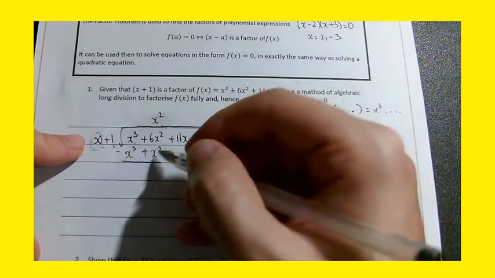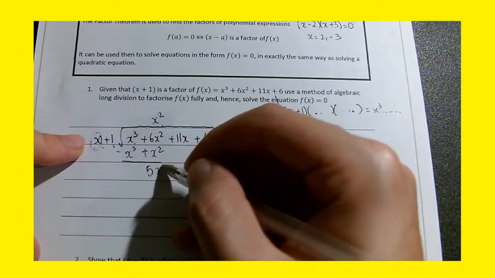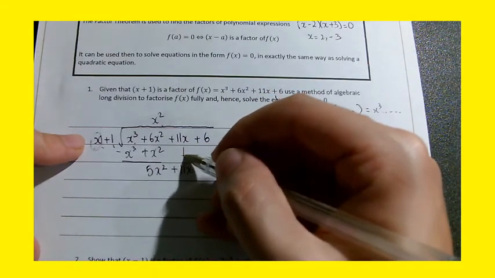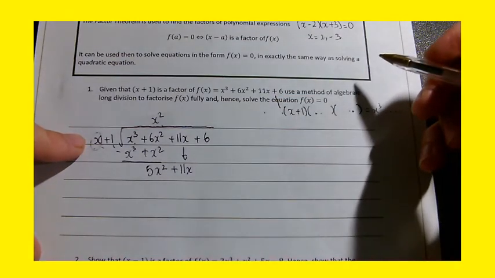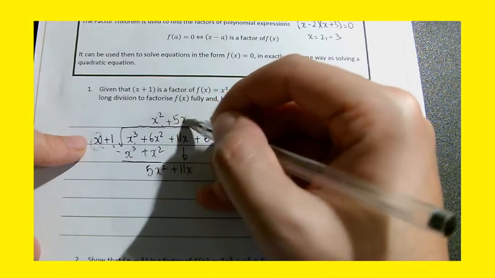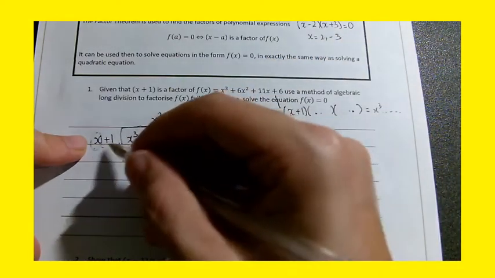When you subtract, you get 5x squared. And you've got to bring down the number here. Then you think about x into 5x squared. That's 5x. Again, you multiply these two by 5x.